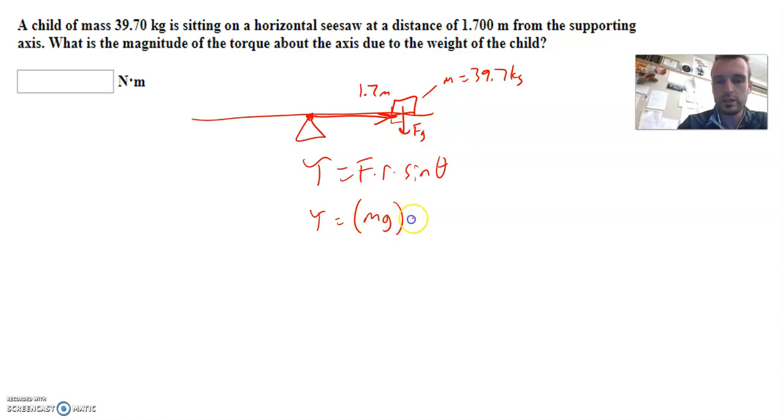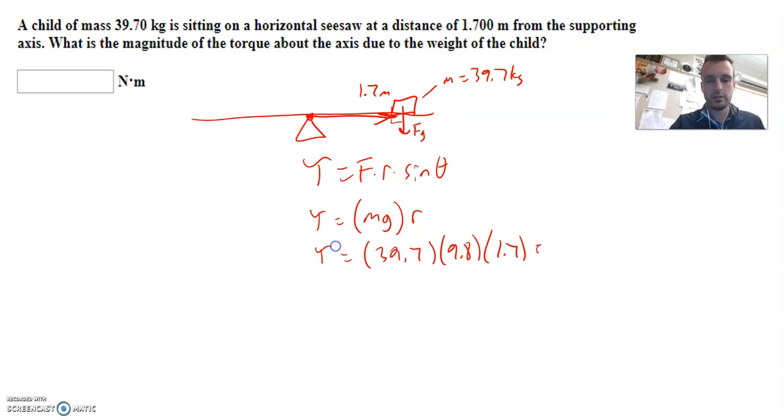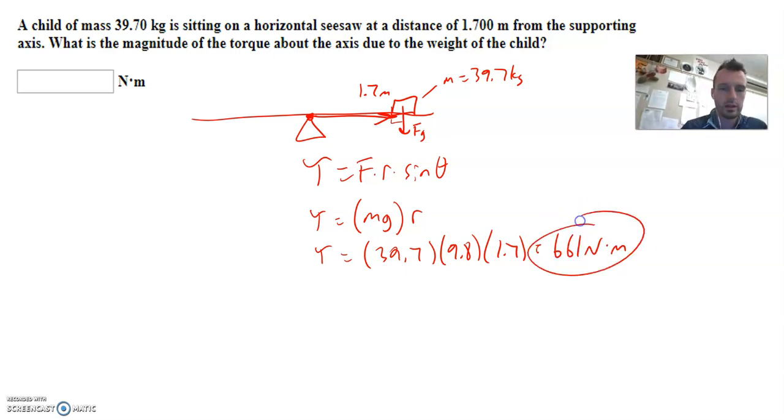So this turns into mg, that turns into r. So this turns into 39.7 times 9.8 times whatever the radius is, 1.7 meters, to get us our grand torque over here. So let's see how that works out. We have 39.7 times 9.8 times 1.7. 661 Newton meters of torque for that one. Not so bad at all.